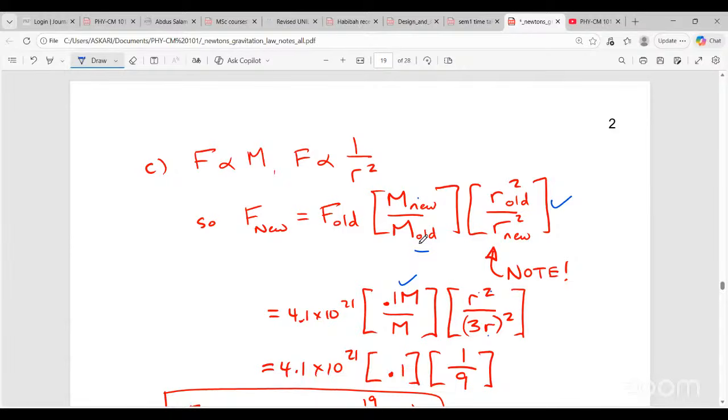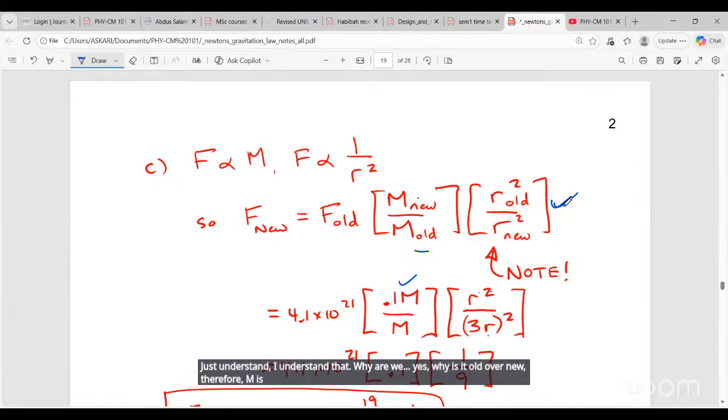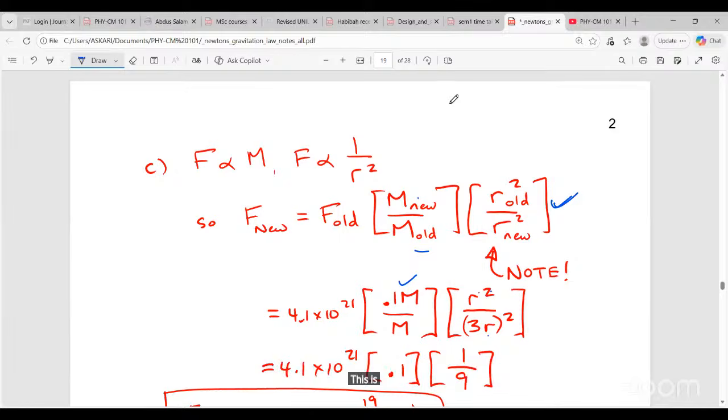Okay, sir. Then for the C, we did old over new. Why is R opposite, old because it's over new? Inverse. Then for M it is new over old. I understand, sir. M is directly proportional from the equation. Can you see it here? Yes, sir. That's the reason.